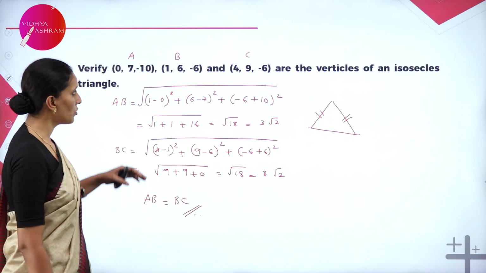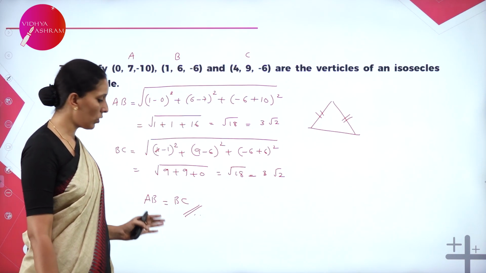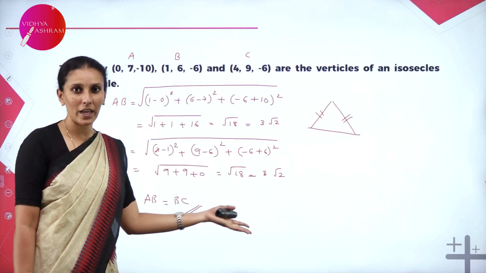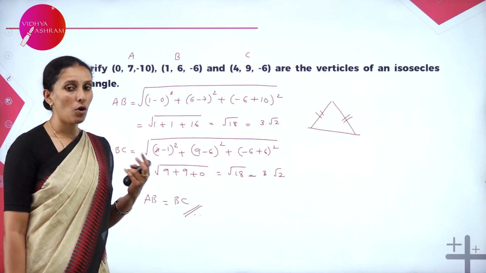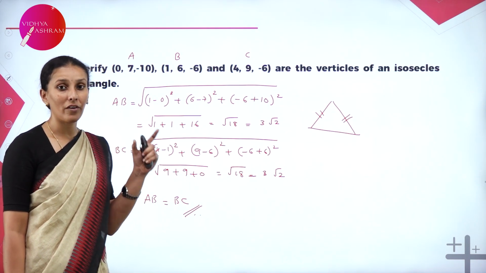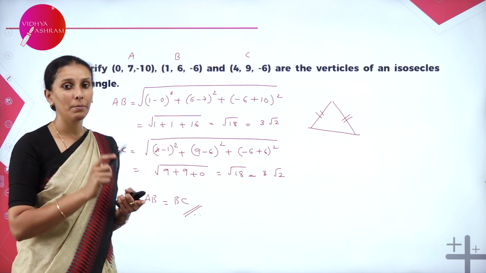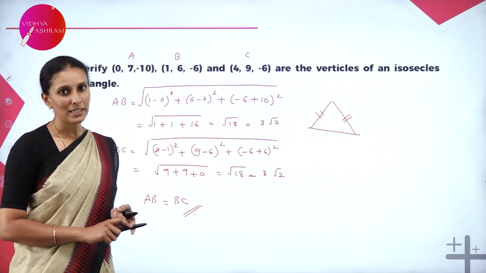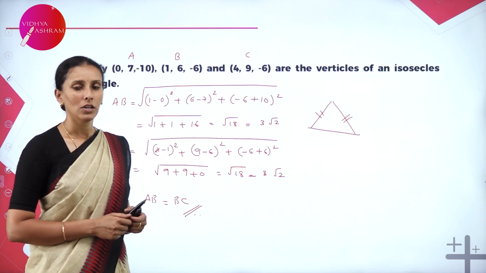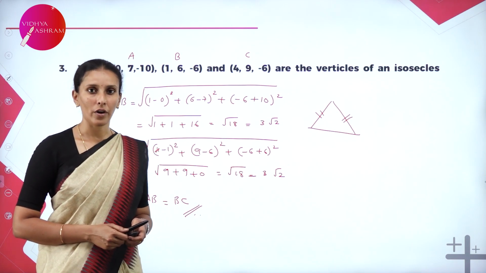In the same way, to show that it is an equilateral triangle, take one more side AC and show that AB is equal to BC is equal to AC so that they can represent the vertices of an equilateral triangle. And if you want to show that it is the vertices of a right angle triangle, calculate the distance of all the sides and apply the Pythagoras theorem. That is AC square is equal to AB square plus BC square and hence verified, so that you can recognize those are the vertices of a right angle triangle.